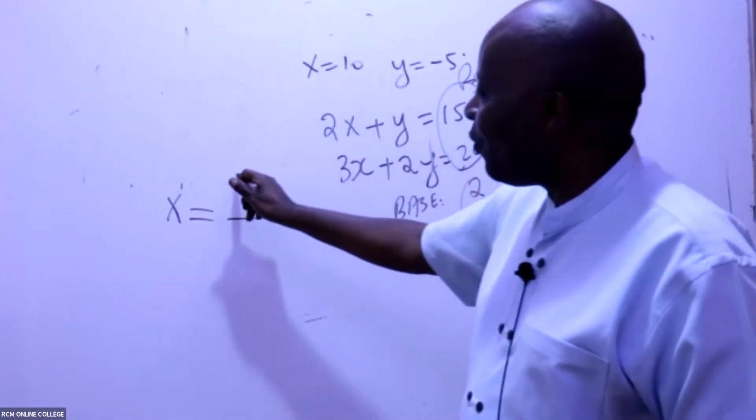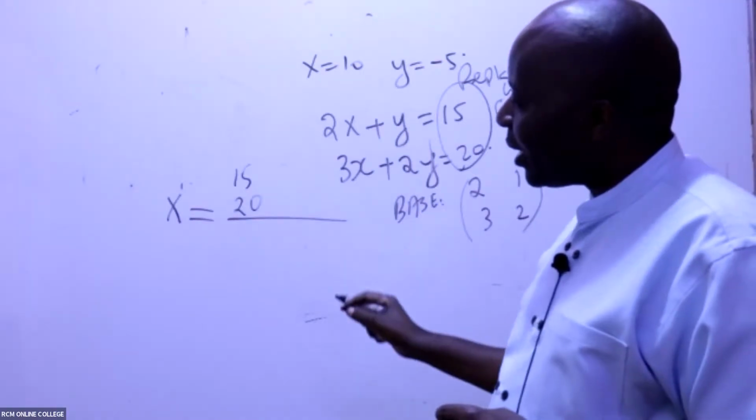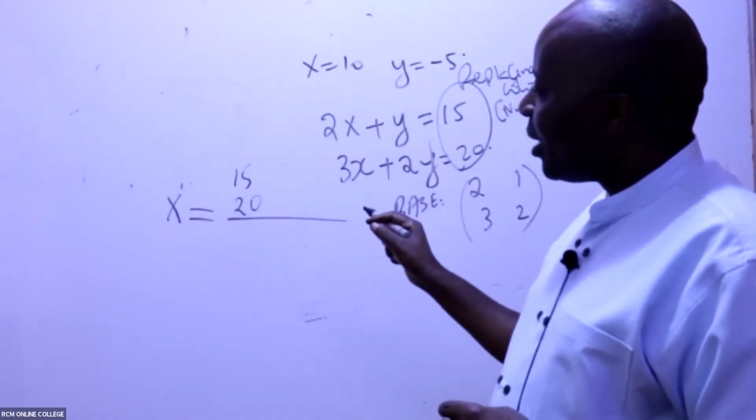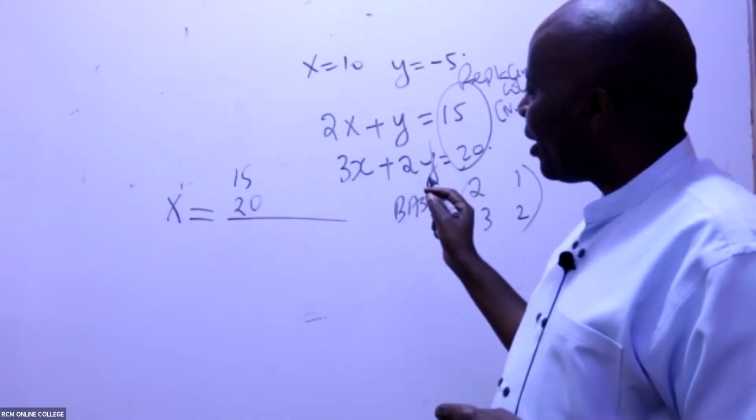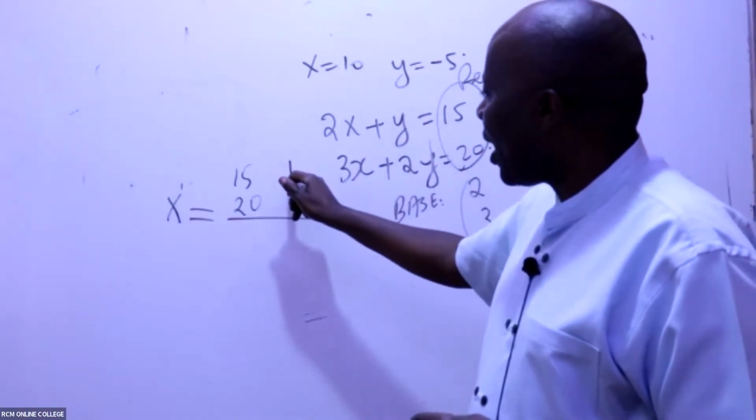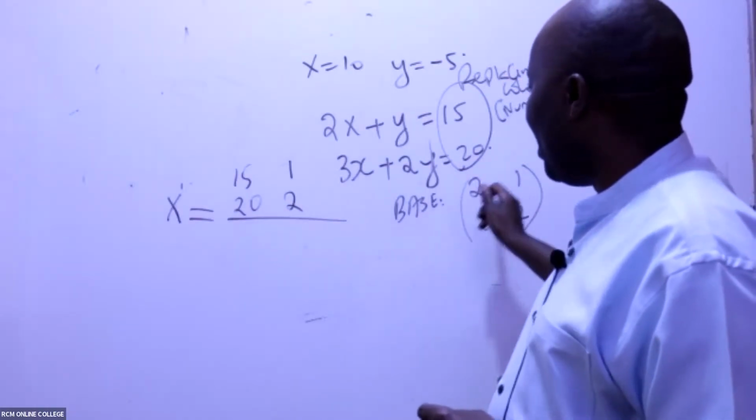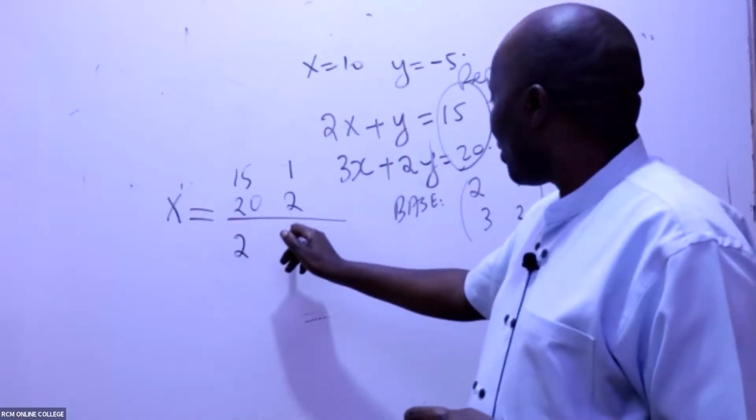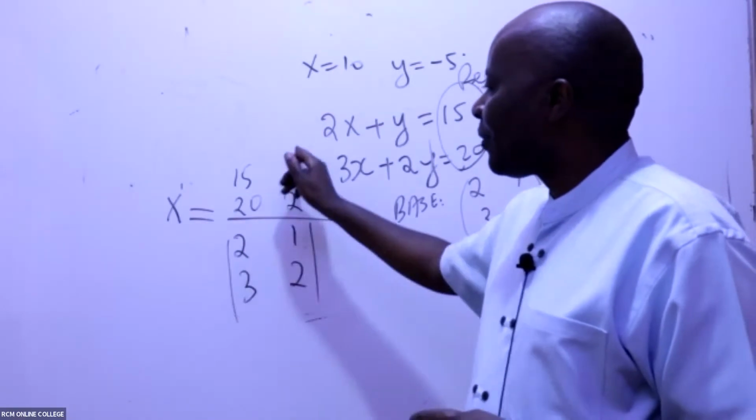So shall I have here 15, 20. If they want me to give them x, then it is only the column of x that can be affected. Y will remain, so y remaining means 1, 2, like that. Divided by the determinant of the base. The base here is 2, 1, 3, 2. So determinants like that.